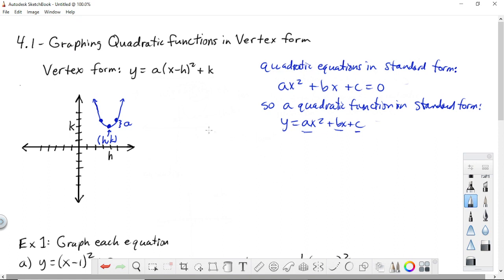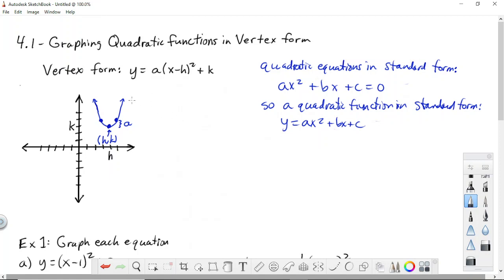Well, nothing's wrong with standard form, but the vertex form is very convenient for graphing. We will learn, by the way, how to put quadratics that are in standard form into vertex form. We'll look at how to find that vertex if they're initially in standard form. But that's for another day. So now we're just looking at the ones that are already in vertex form.